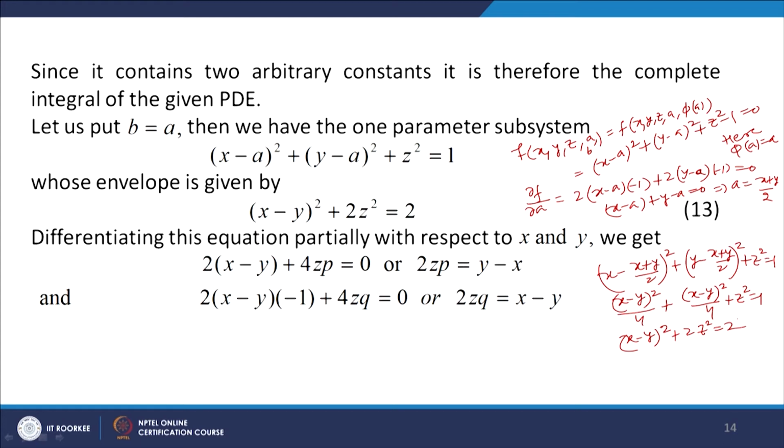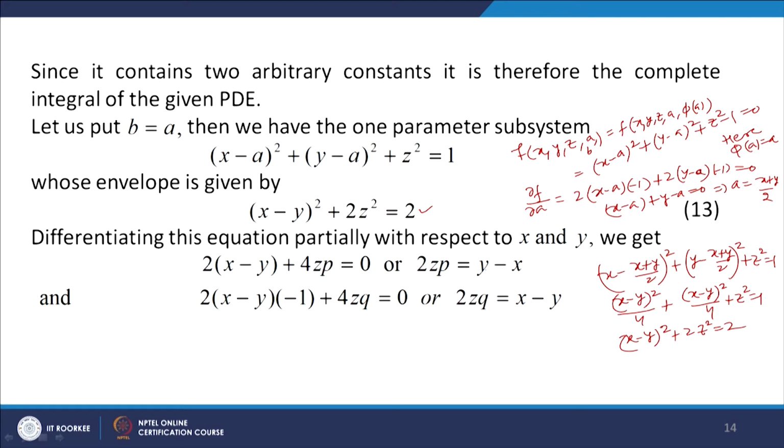Now, differentiating this equation, x minus a whole square plus y minus a whole square plus z square equal to 1, what do you notice? You notice that differentiating the envelope with respect to x, we get 2 times (x minus y) by 4, plus 2z into p equal to 0.